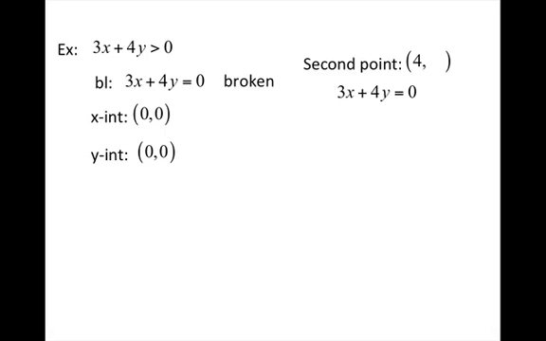So if x is 4, I have 3 times 4 plus 4y equals 0. That's 12 plus 4y is 0. Now if I subtract 12 from each side, I get 4y equals negative 12. And then finally divide each side by 4 and you get y equals negative 3. So my second point is the ordered pair 4, negative 3.